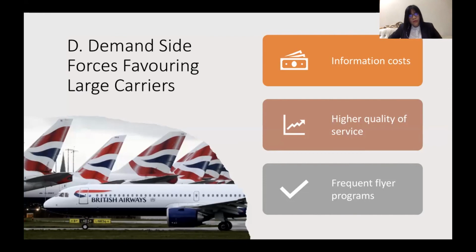Now we come to the demand side forces favoring large carriers. You know that in airline markets, there are demand forces such that consumers prefer large airlines over small ones, all other factors such as prices being the same. In this context, large airlines means airlines that have a large number of points. In practice, there are at least three reasons why consumers prefer the large airlines. One reason is the information cost. A traveler knows that a large carrier can get him or her to just about anywhere in the country, while smaller airlines serve only a limited number of communities.